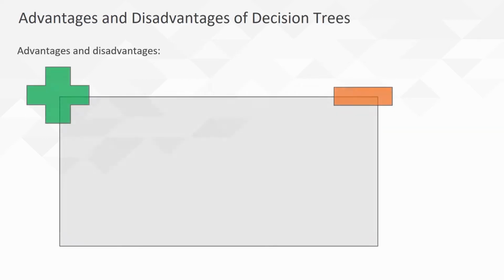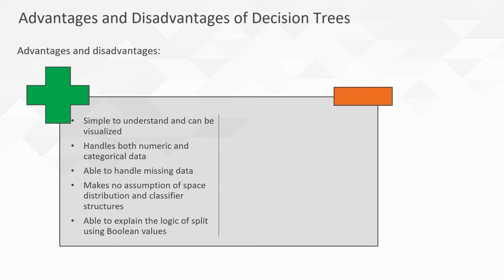The following are the advantages and disadvantages of using decision trees for classification. On the advantages side, decision trees are very simple to understand and can be visualized. They can handle both numeric and categorical data. The requirement for data cleaning in the case of decision trees is very low since it is able to handle missing data. It's a non-parametric machine learning algorithm that makes no assumption of space distribution and classifier structures. It is a white box model rather than a black box model like neural networks and is able to explain the logic of split using Boolean values.